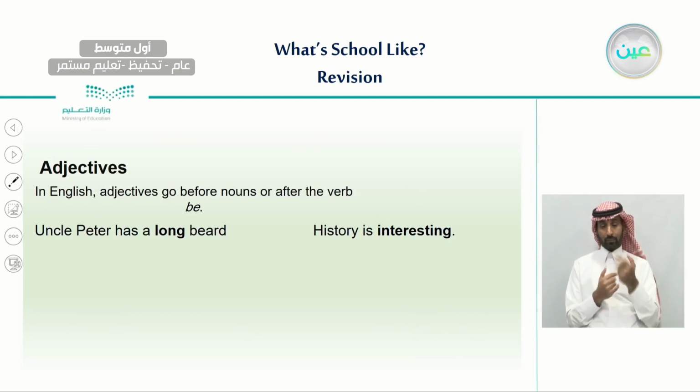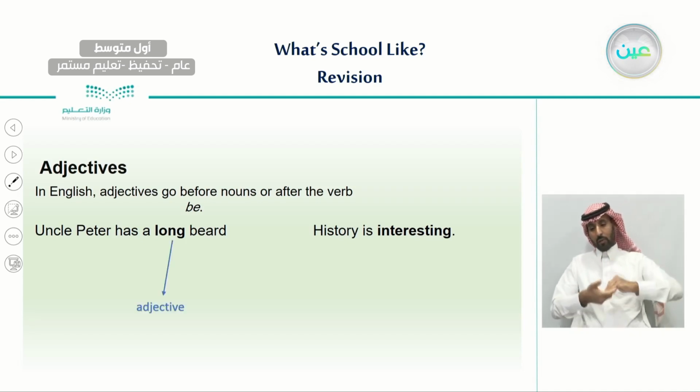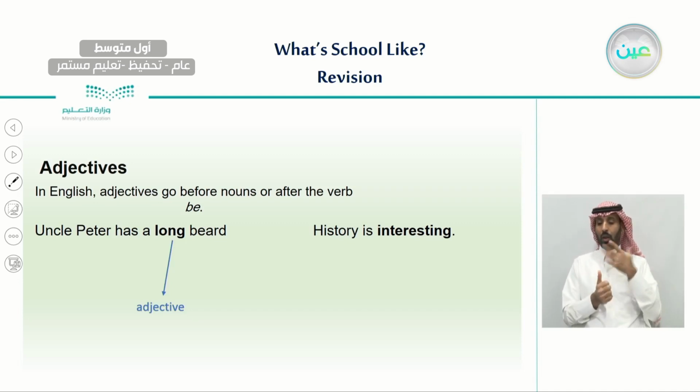And also we talked about adjectives. We said that adjectives in English go before nouns or after the verb to be. For example, the first sentence here, Uncle Peter has a long beard.